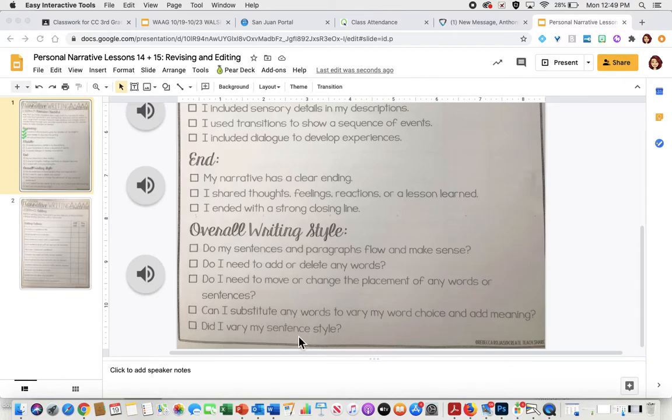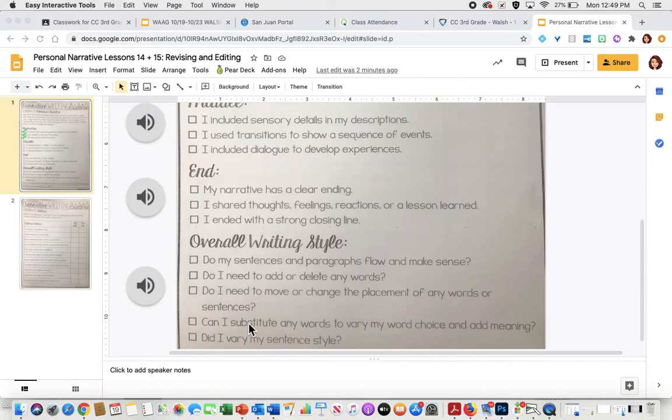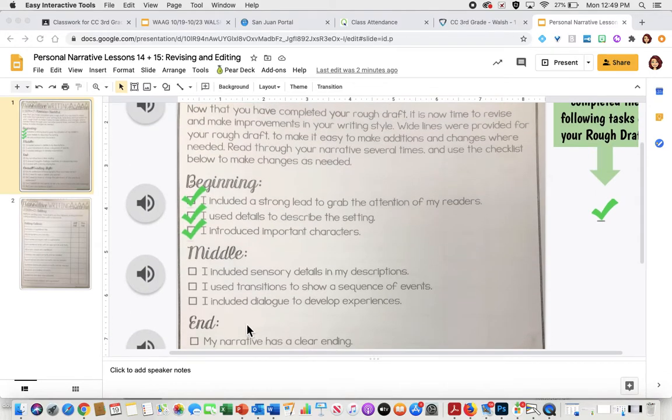And then finally, did I vary my sentence style? We talked about this previously with our ouch moments narrative. Make sure you aren't starting your sentences the same way. Otherwise, it gets a little bit boring and your reader becomes disinterested. And so now we're going to go ahead and move on to our slide number 2.